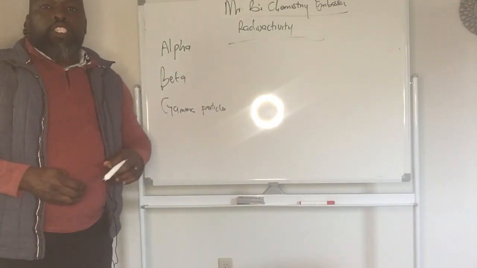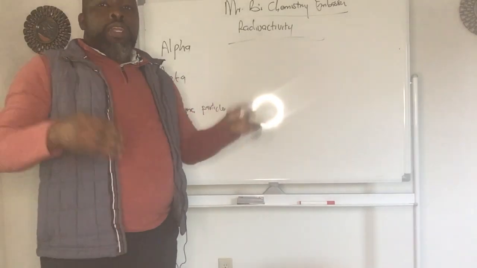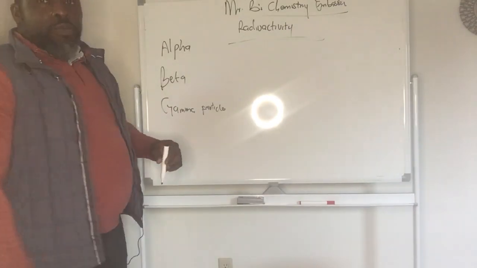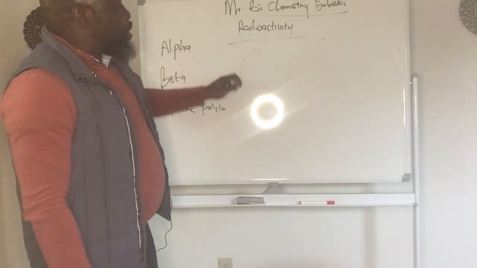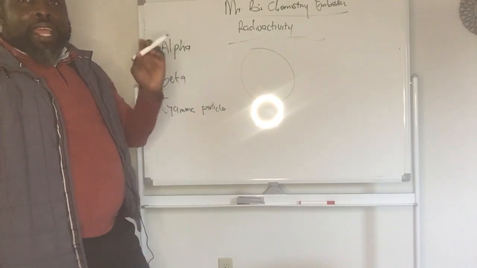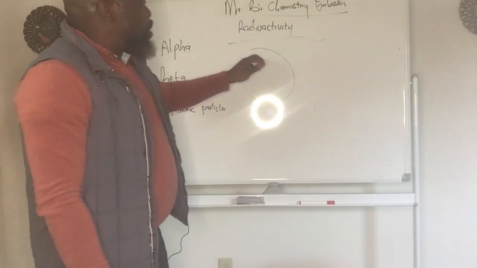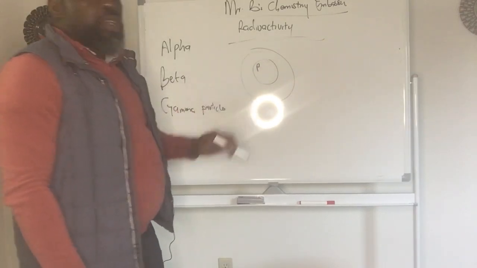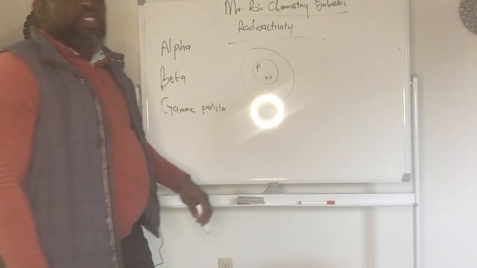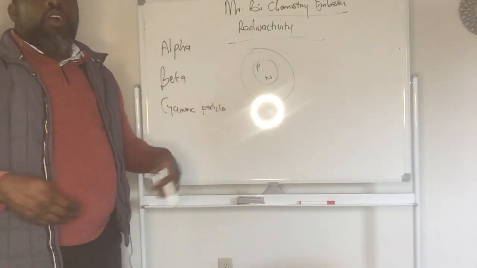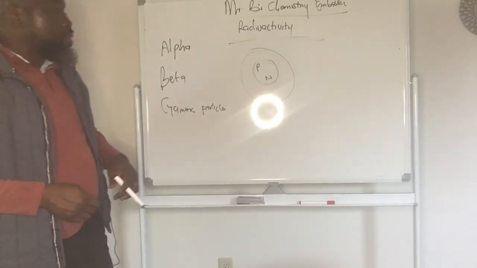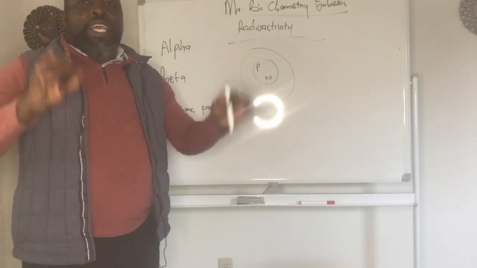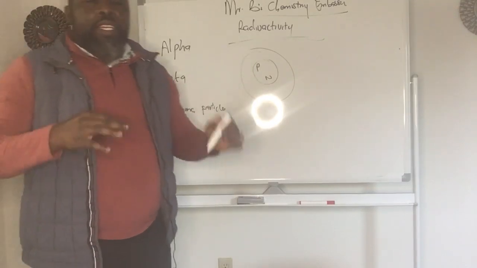So radioactivity is all about the nucleus. What happens in the nucleus? That is where radioactivity occurs. If you could remember, let's draw a diagram of the nucleus. Let's say this is our atom, and every atom has a center called the nucleus. Inside that nucleus, we have two things: the proton, which is always positive, and the neutron, which is neutral. It has no charge. That's why they call it neutron. Now, what happens in radioactivity is all about the imbalance that occurs within the nucleus.